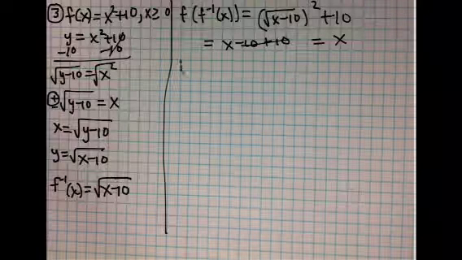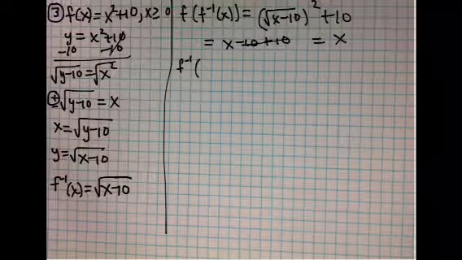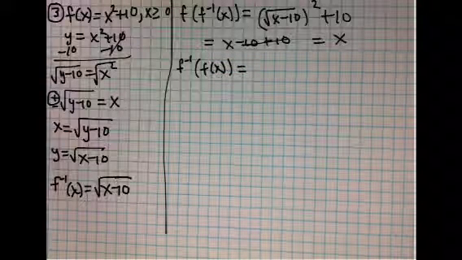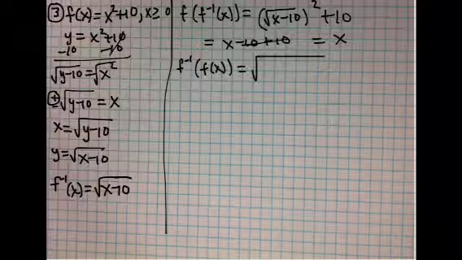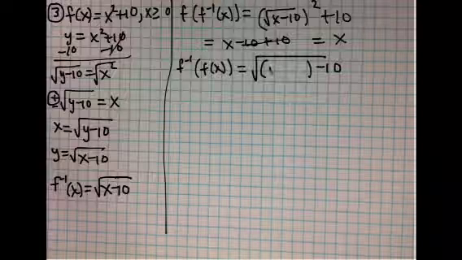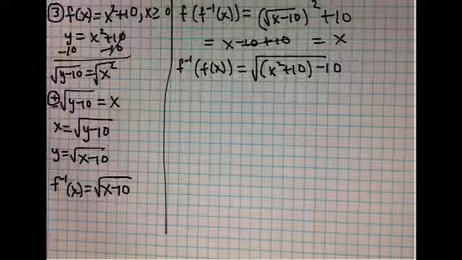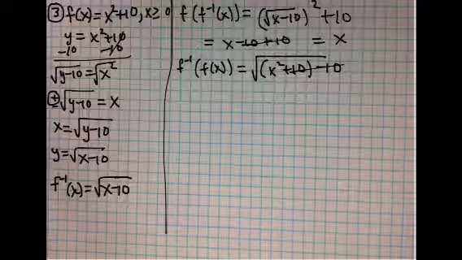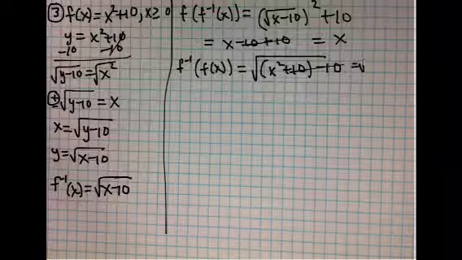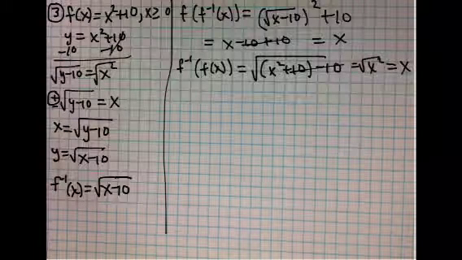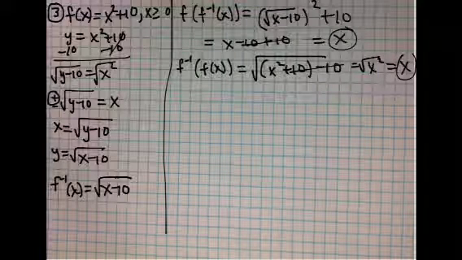So then I do f inverse of f of x. And so that's, start off with f inverse. And then it's going to be blank minus 10. So in the blank, I'm going to put in x squared plus 10. That's my f of x function, the whole thing. Now the 10 minus 10 is canceled to 0. And so that gives me square root of x squared. Well, square root of x squared is x. So I have shown that both compositions equal x, so that means that my functions are inverses of each other.